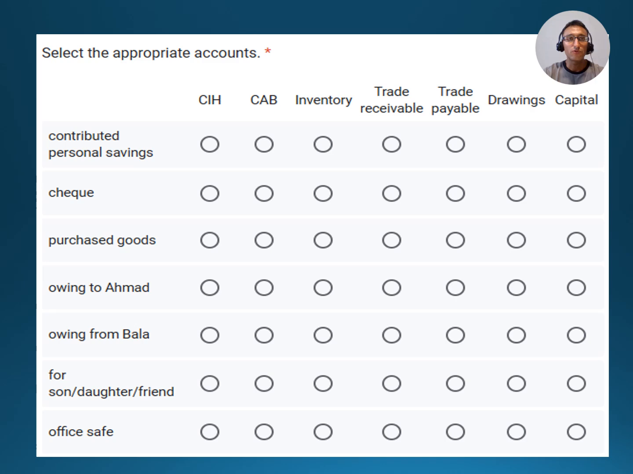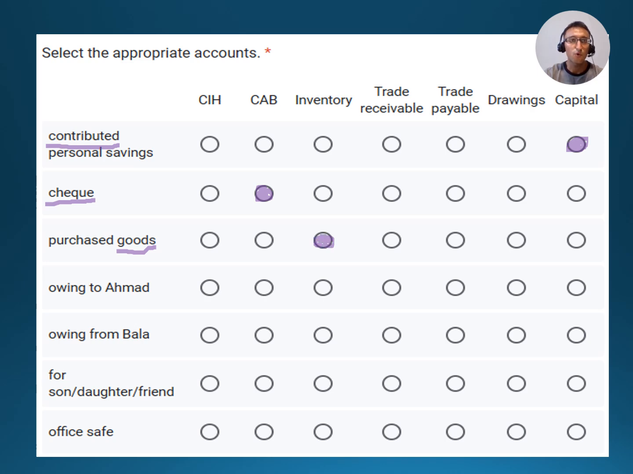Okay, moving on to a few more examples here. Again, if you recall, anything to do with contribution from the owner would be recorded in the capital account. Anything affecting the business bank account, such as checks, would be recorded in the cash at bank account. Next, we have identified this keyword here, goods. Anything to do with items that the business purchases for resale, we would record it in the inventory account.